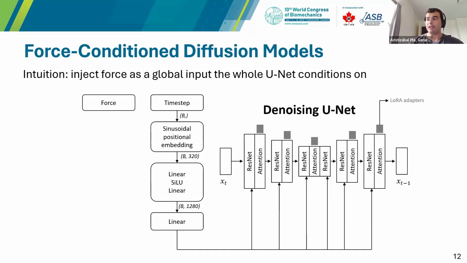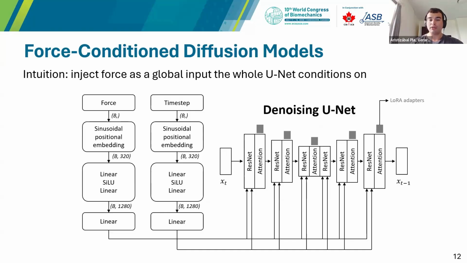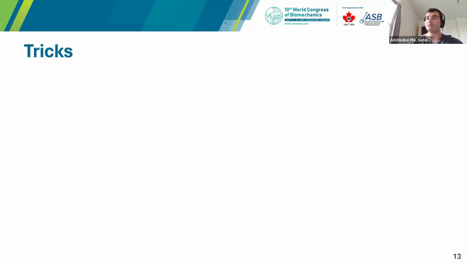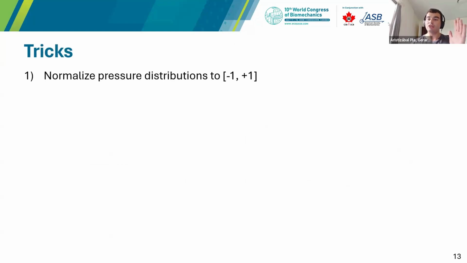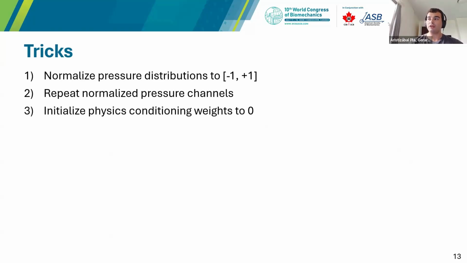If we have a biomechanical input, in this case force, we just inject it the same way as how time step was originally added to the network, in particular to all the ResNet blocks of the UNet. But in addition to doing this, there are a few tricks that you need to perform. For example, you first need to normalize the pressure distributions to be in the range of -1 to 1. You also need to repeat the normalized pressure channels. You also need to initialize the physics conditioning weights to 0. And then during generation, or during inference, we perform what we call a force projection step.